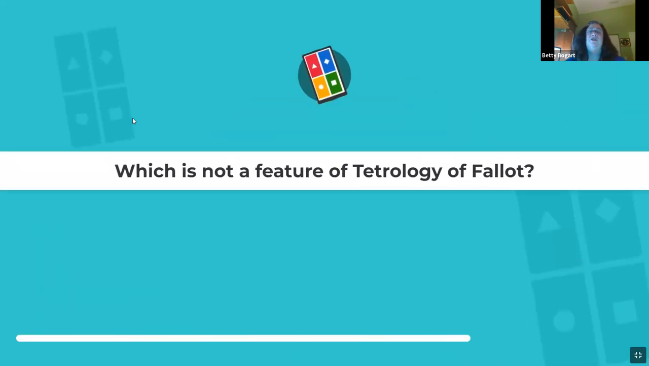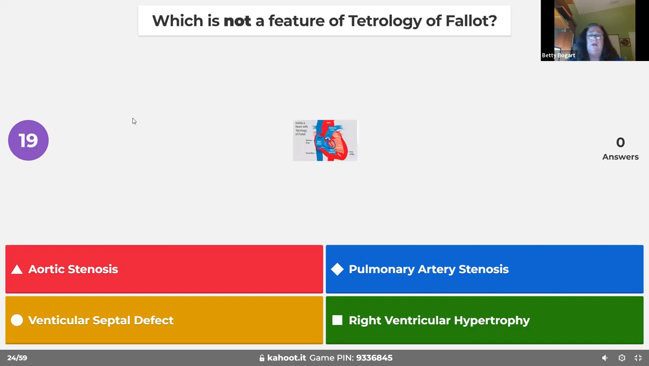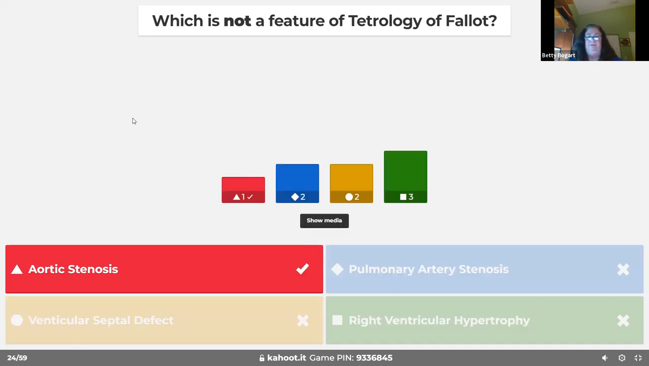What is not a feature of tetralogy of Fallot? Well, remember, tetralogy, tet spells, is that pulmonary artery. It's all about the right side of the heart. It's all on the right side. All has to do with oxygenation. So looking at those, which one's not right-sided? And it's the aortic stenosis, which is left side.